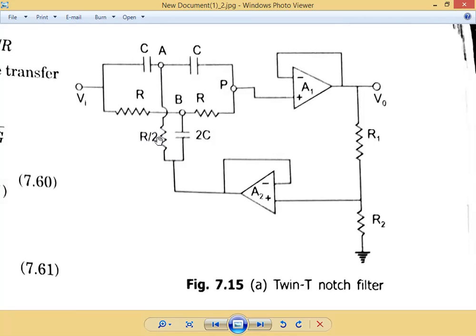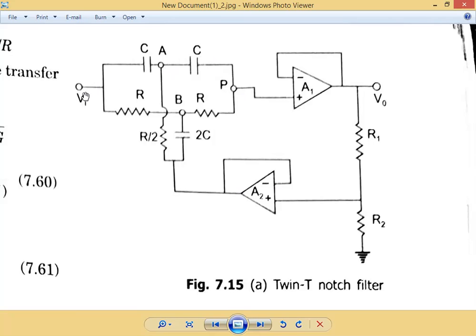So we have written the equation like this. Finally, we are having three paths from node A. We are going to write KCL at node A. So this is one path, and this is another path, and this is another path. For these three paths we are going to write the equation.